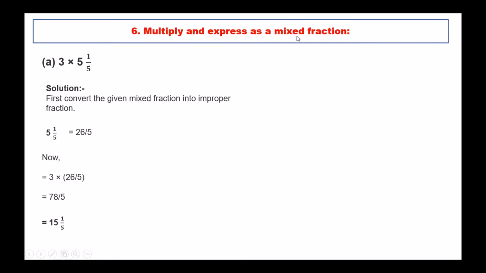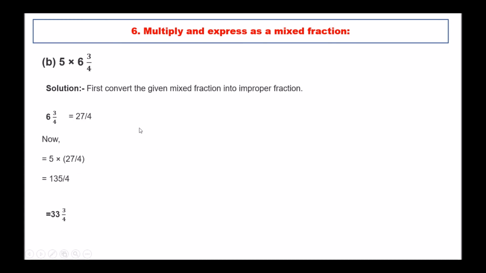Next, multiply and express as a mixed fraction. So 3 into 5 and 1 by 5. First, we will convert the given mixed fraction to an improper fraction. So 5 and 1 by 5, that is 26 upon 5. So it is 3 into 26 upon 5. So 78 upon 5. Now we will convert it again into a mixed fraction, that is 15 and 3 by 5. Then 5 into 6 and 3 by 4.